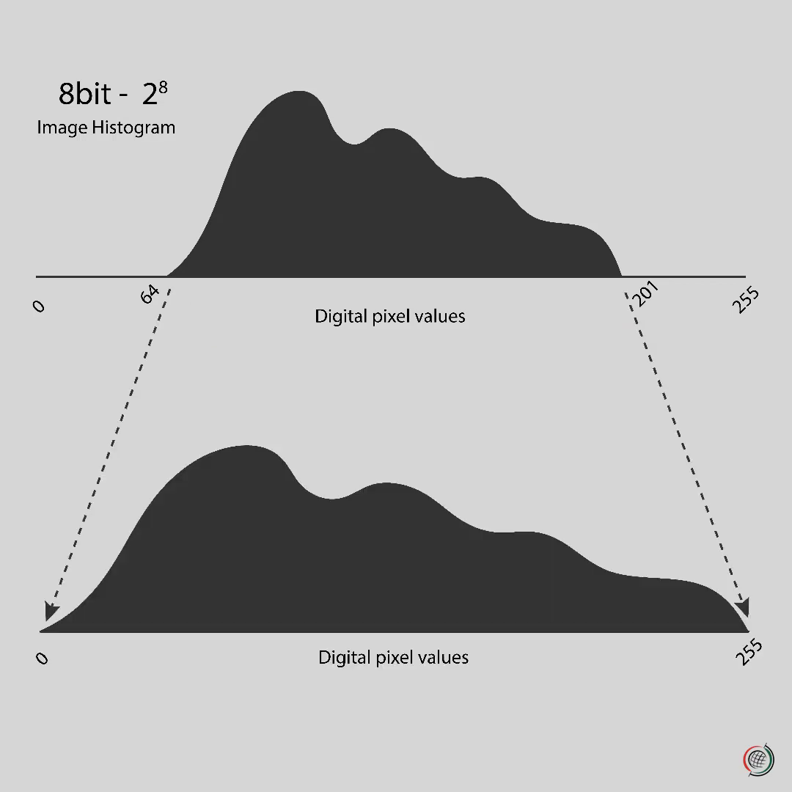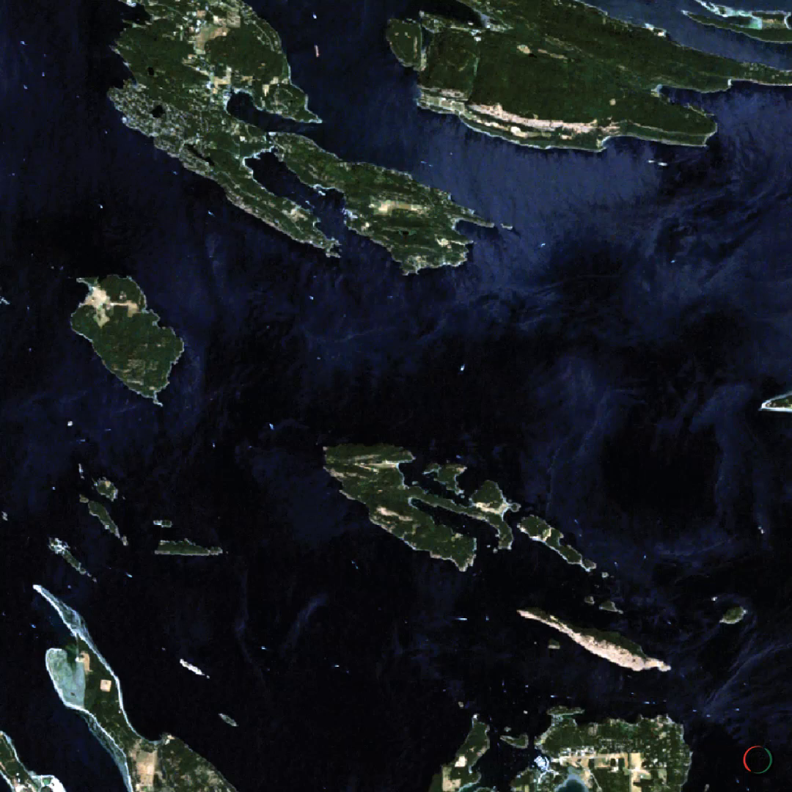In order for us to improve the visibility of the image features, we can manipulate the DN values of the image so that the minimum, 64, and maximum, 201, are stretched out to be 0 and 255. This is known as a linear stretch. If we apply that linear stretch, we see this image, which looks much better and is easier for us to distinguish between features.